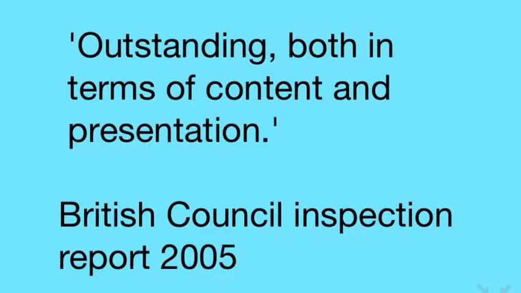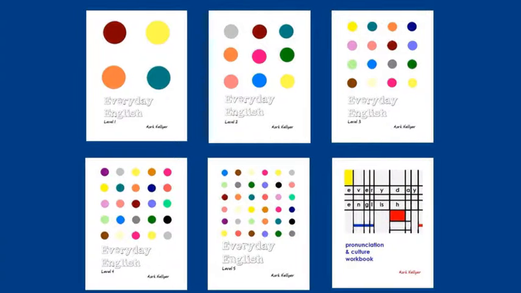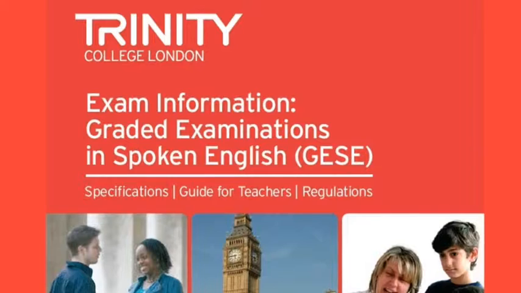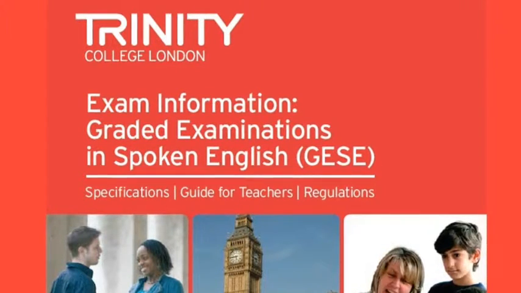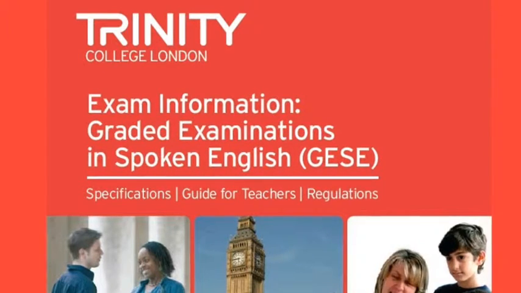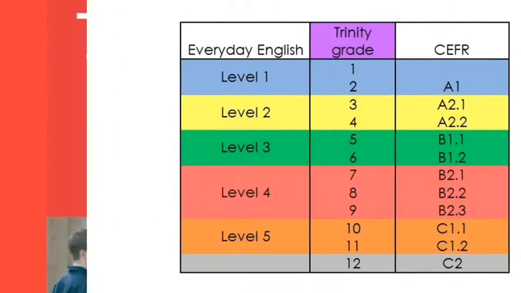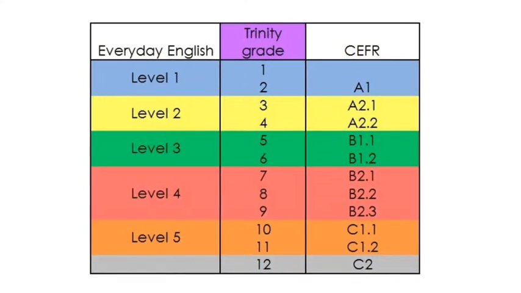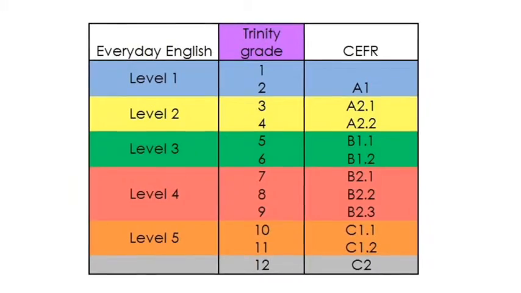Each student gets two 40-page books. The first is one of the 5 levels based on the placement test, and the second is the one-size-fits-all pronunciation and culture workbook. The 5 levels are linked to the conversation topics, lexis and grammar of the Trinity College exam syllabus in spoken English. This is because the Trinity exam is the one best suited to short courses in the UK. This table shows how the everyday English levels relate to the Trinity exam grades and how they both relate to the common European framework of reference for languages.